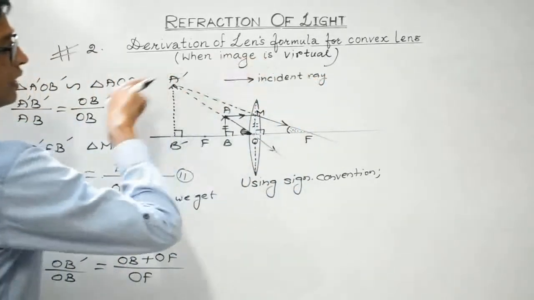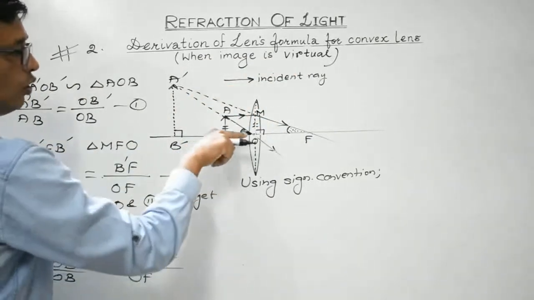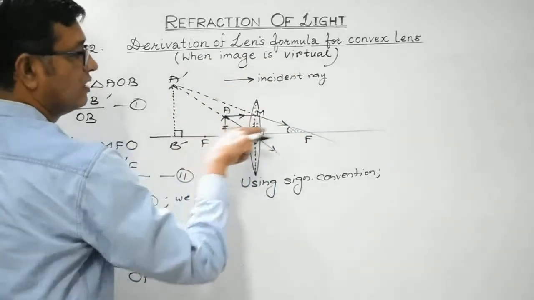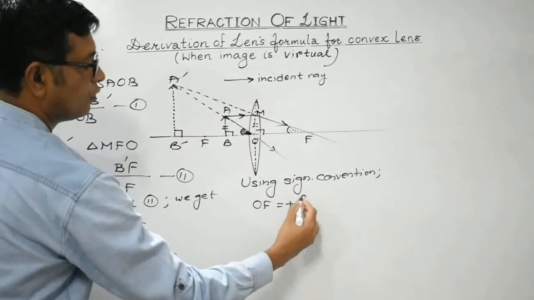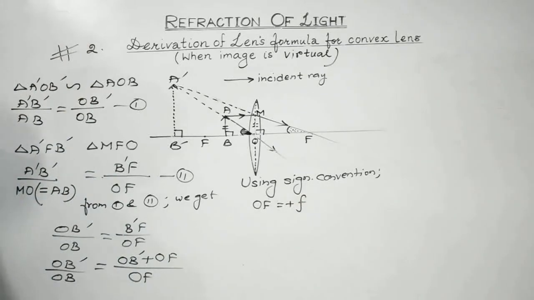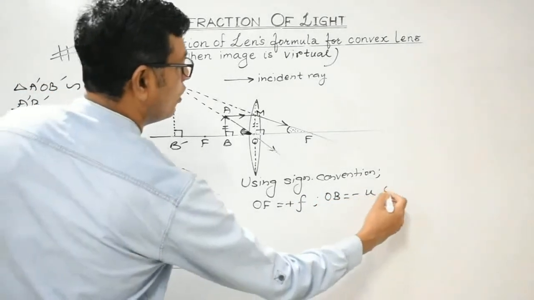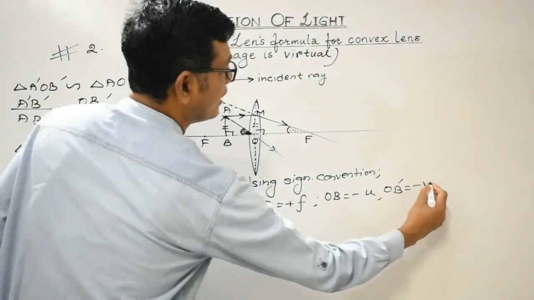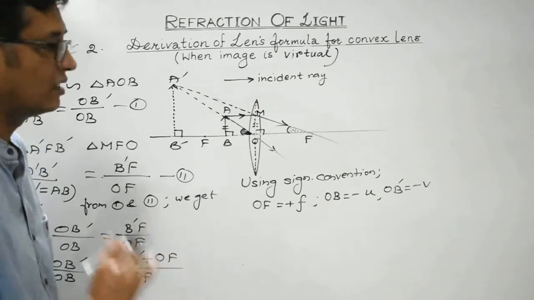That is from left to right. This is the object, this is the incident ray, right? So all the distances measured from O along the direction of the incident ray will be taken as positive. So OF is positive, obviously. Focal length of a convex lens is real, so it's positive. What about OB? It's minus U. What about OB dash? It's minus V. Virtual image will have negative sign, right, in case of lenses.